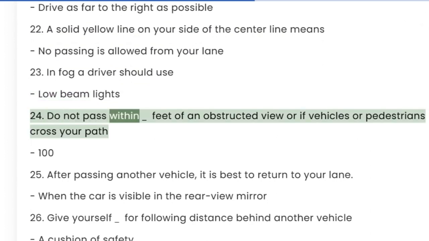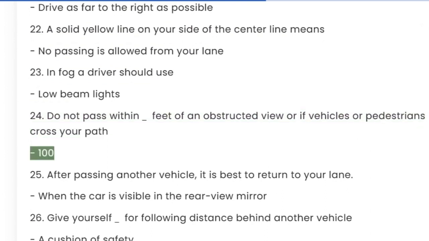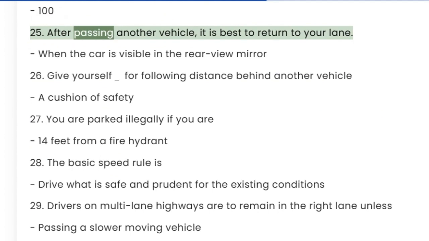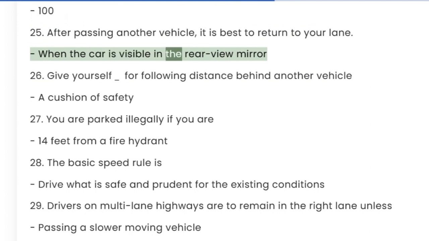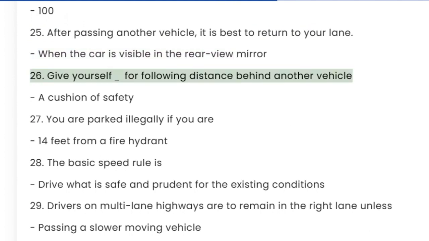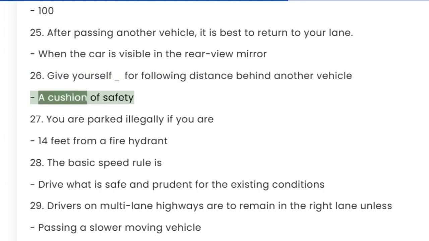24. Do not pass within 100 feet of an obstructed view or if vehicles or pedestrians cross your path. 25. After passing another vehicle, it is best to return to your lane when the car is visible in the rearview mirror. 26. Give yourself a cushion of safety for following distance behind another vehicle.